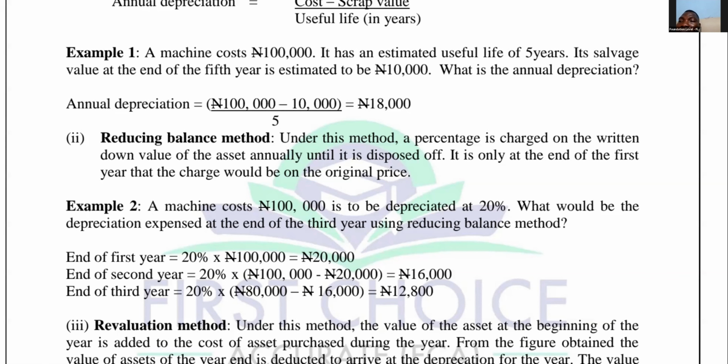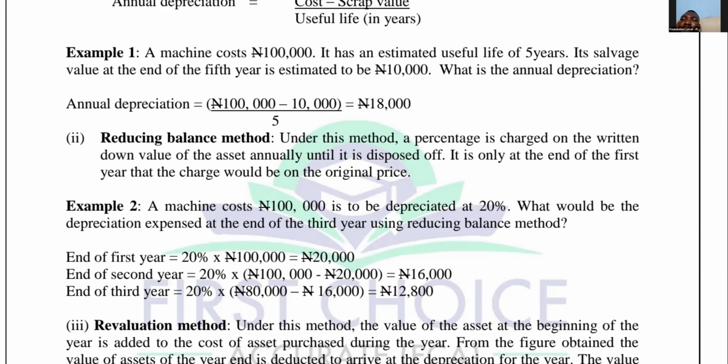Accumulated depreciation means the addition of all depreciation recognized throughout the asset's life up to that particular point. For example, if we have an asset for 3 years, your depreciation for year 1 plus year 2 plus year 3, the three of them will be your accumulated depreciation. So you now remove it from your cost. Now let's look at example 2 to explain that.